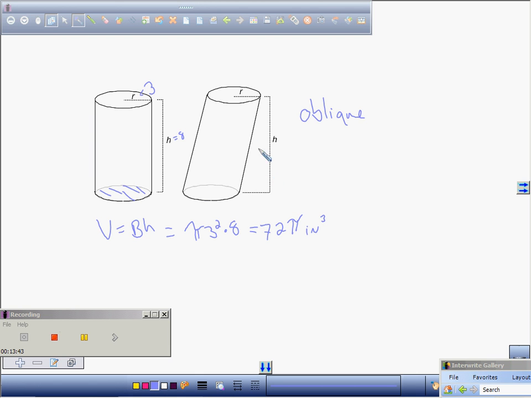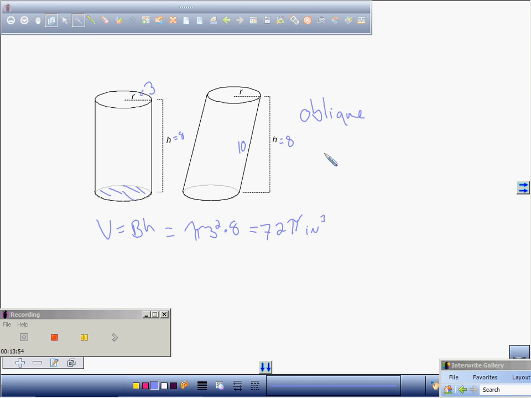Now we can go backwards too, okay? And they like to trick you with these ones. So say I have an oblique cylinder that looks like this, and this is 8. And so if I take this cylinder and kind of push it over on the side, if it was the same height and same radius, the volume would still be the same. It'd just be kind of pushed over.